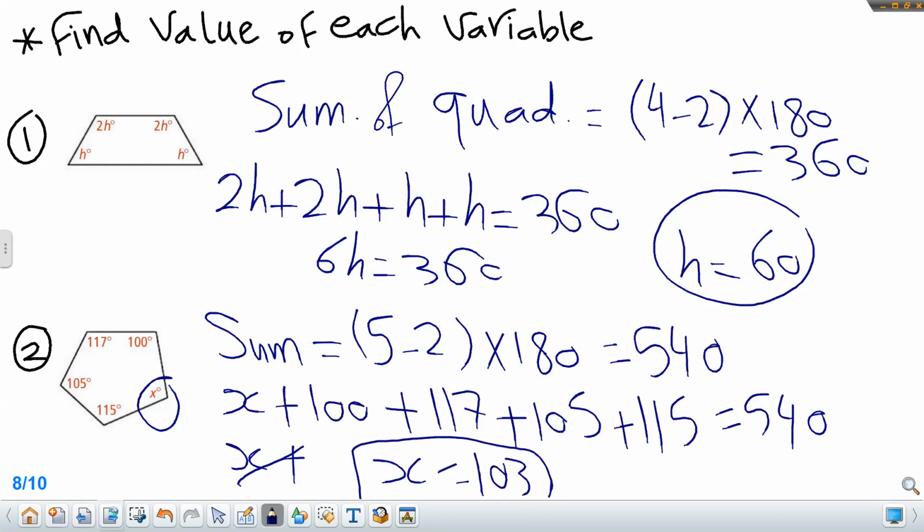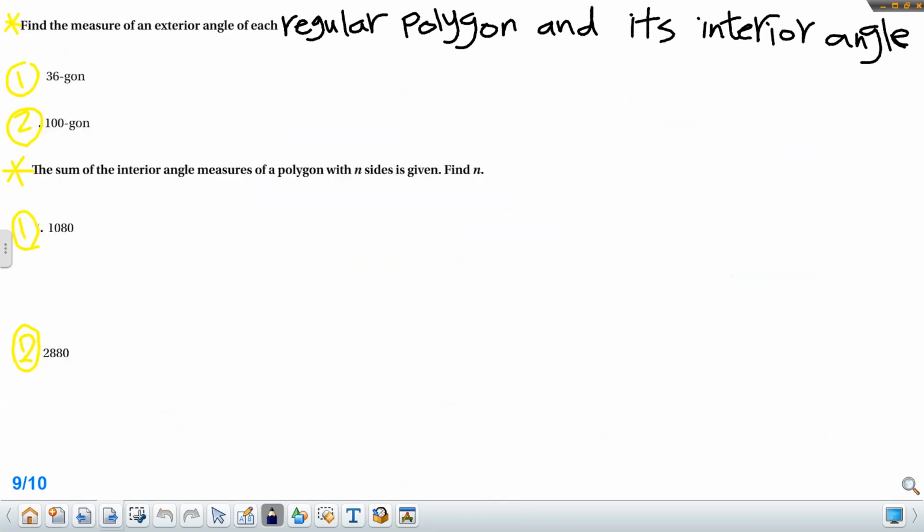Next one. Find the measure of an exterior angle of each regular polygon and its interior angle. First, how to find the measure of one exterior angle? What's the sum of the measures of the exterior angles? 360. How many angles? 36. If you divide them, it will be 10. Then the measure of each exterior angle equals 10.